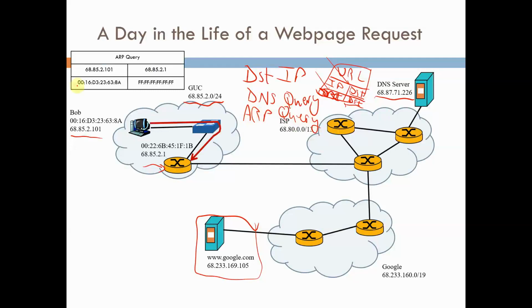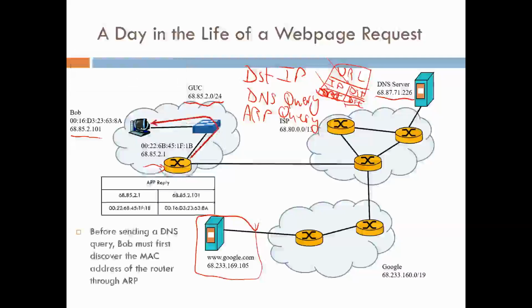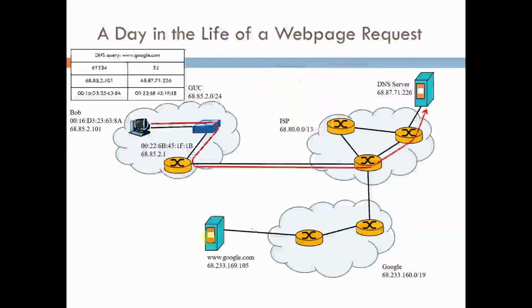Source MAC address in the ARP query is that of Bob. Destination MAC address is all ones because it's a broadcast packet. Everyone in the GUC network will get it. The default router will reply with an ARP reply, which is then unicast back to Bob. And so now Bob has the destination MAC address of the router. Bob can now send the DNS query to the default router, and then the default router will forward it to the DNS server.